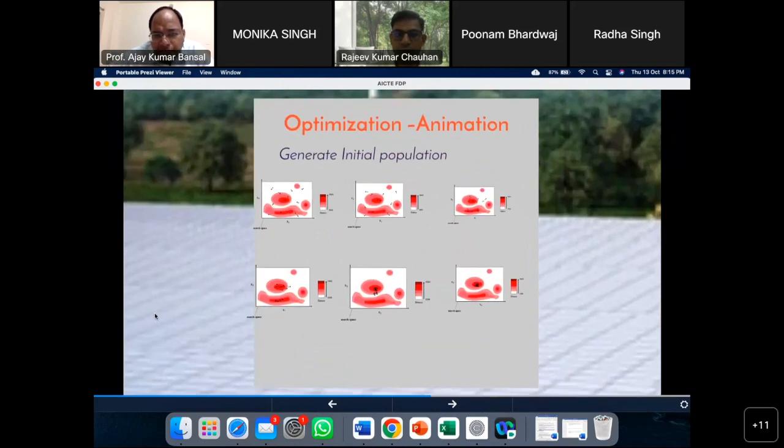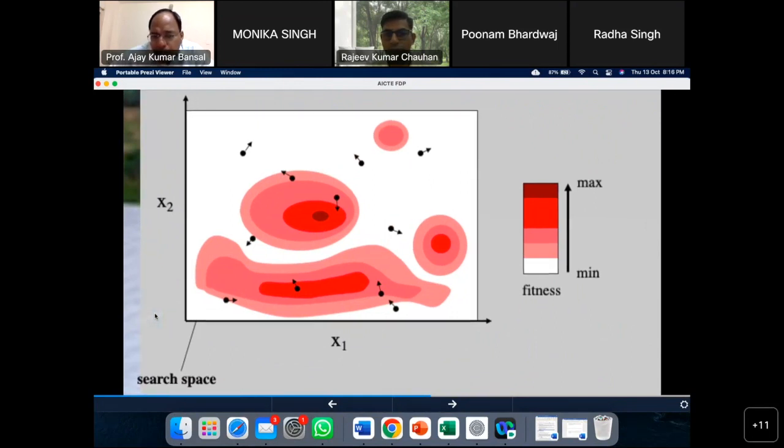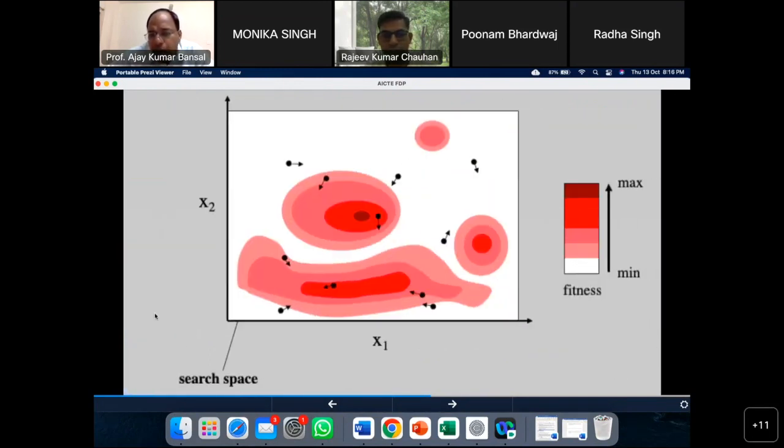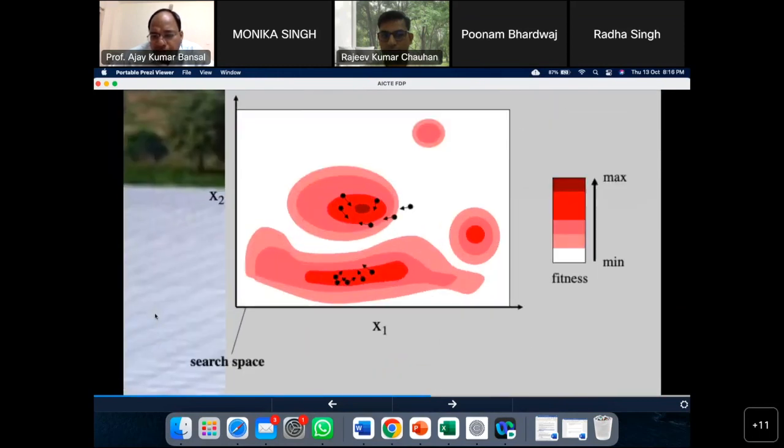So it is an animation of how the optimization is working. We will be having various objects which we will be allocating in the search space, and we have to run the optimization algorithm, and on the basis of that algorithm we will be modifying the locations of the objects.